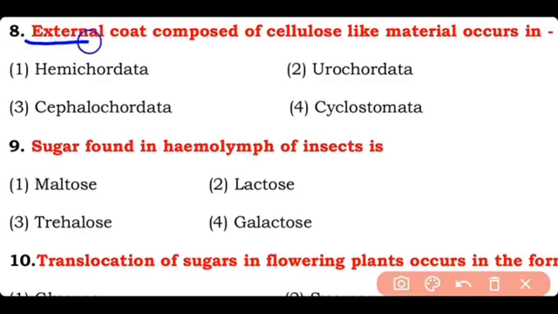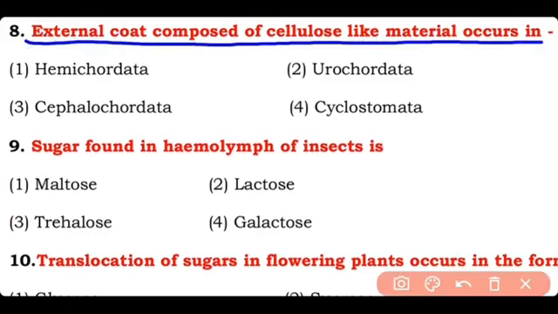Question number 8. External coat composed of cellulose-like material occurs in hemichordata, urochordata, cephalochordata, cyclostomata. So correct answer is option 2. Cellulose-like material which is known as tunicin is present in the external coat of urochordata.